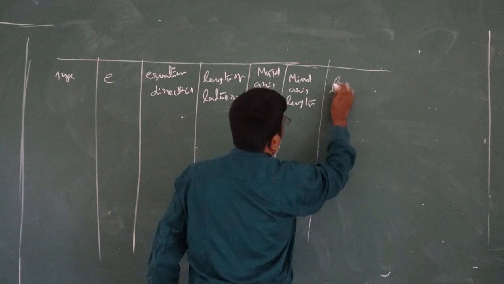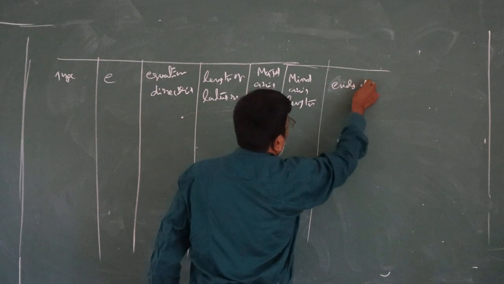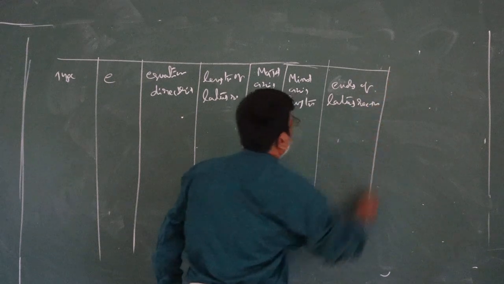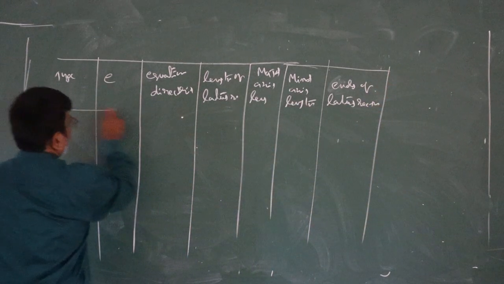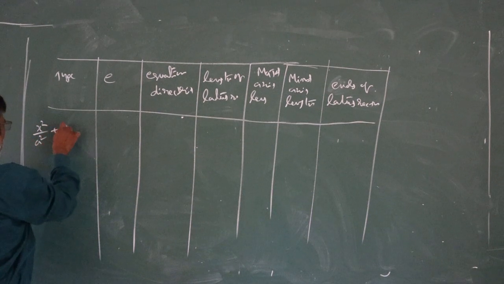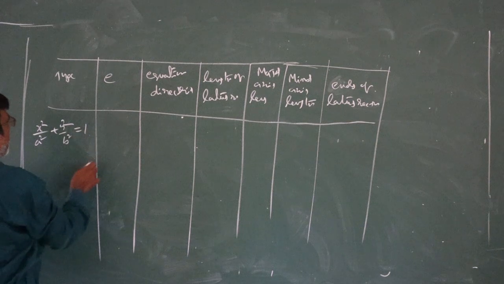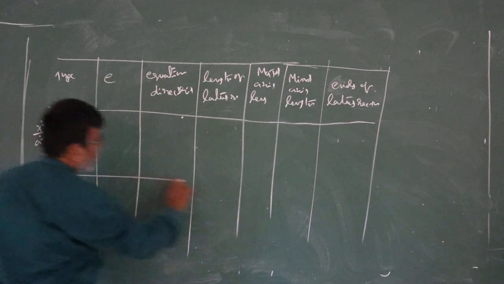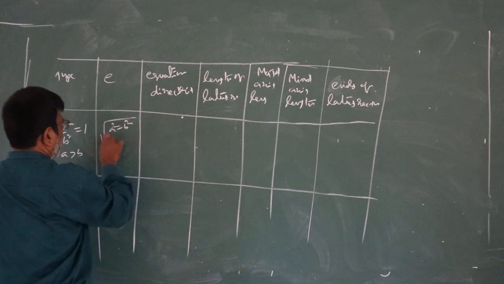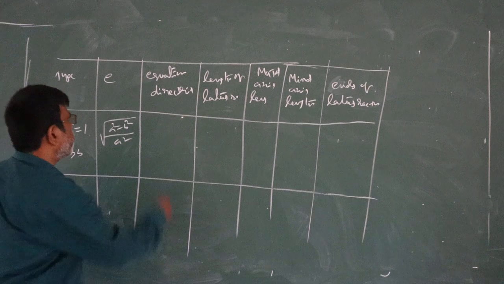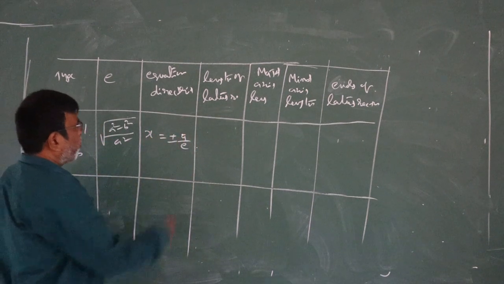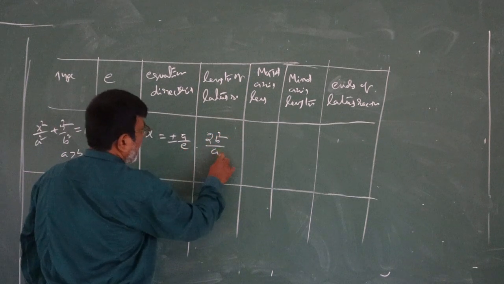Ends of latus rectum is also very important. So the first case is x square by a square plus y square by b square equals 1, where a is greater than b. Eccentricity is root of a square minus b square by a square. Equation of directrix is x equals plus or minus a by e. Length of latus rectum is 2b square by a.